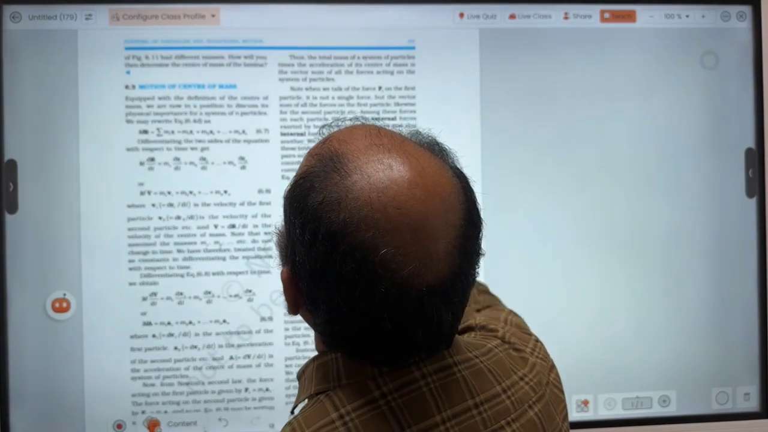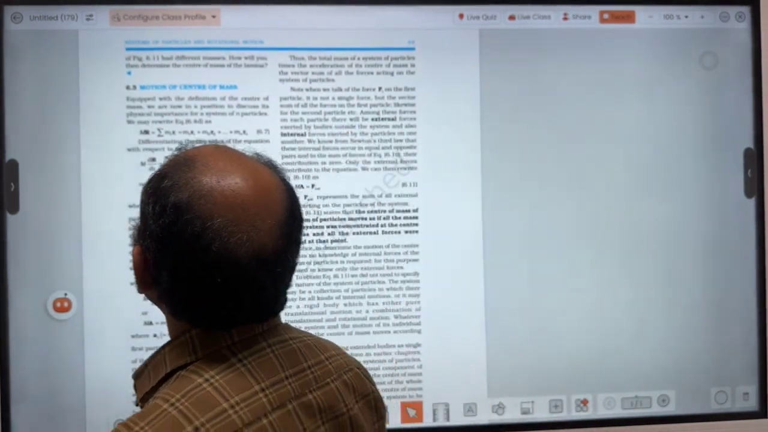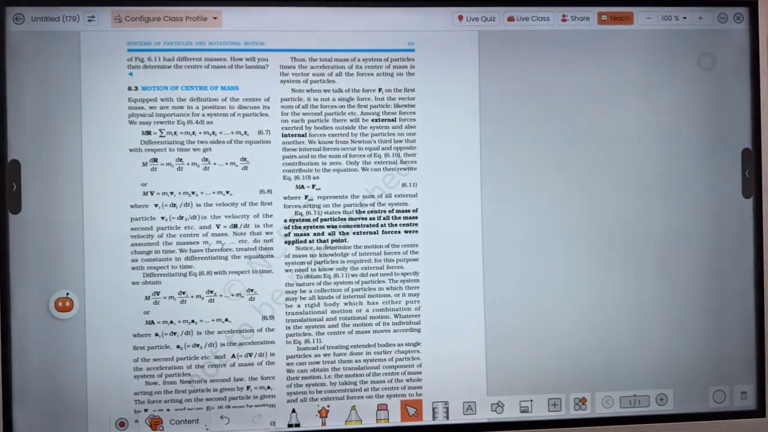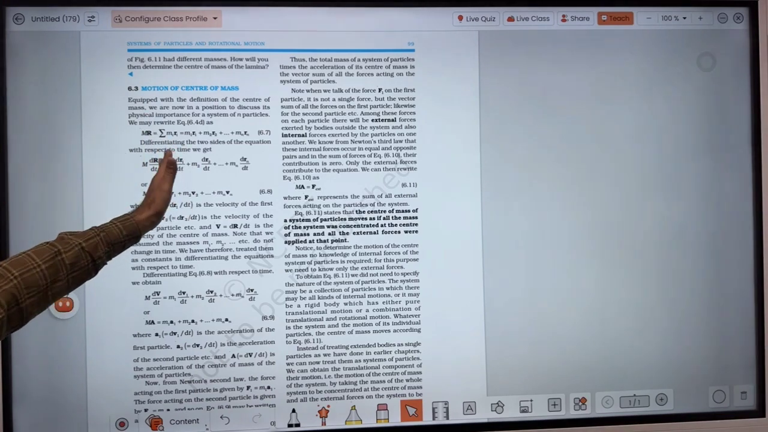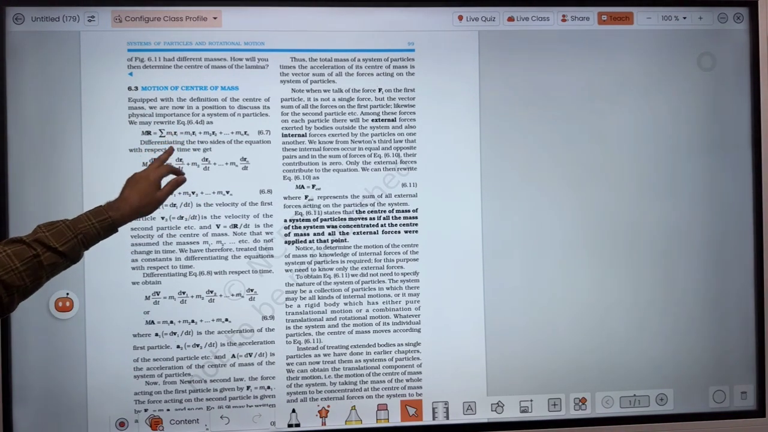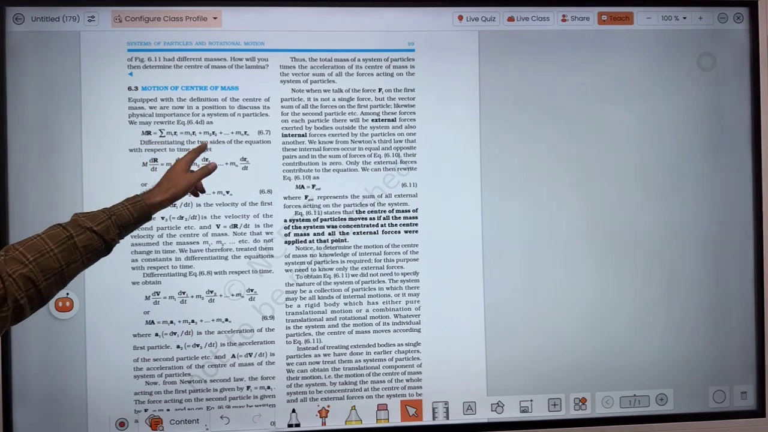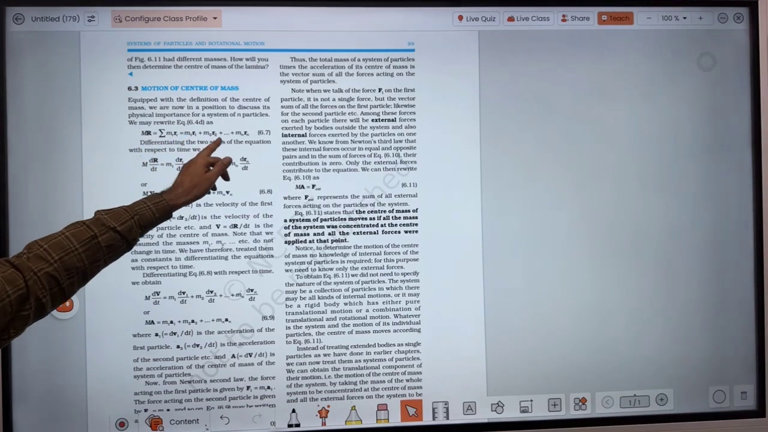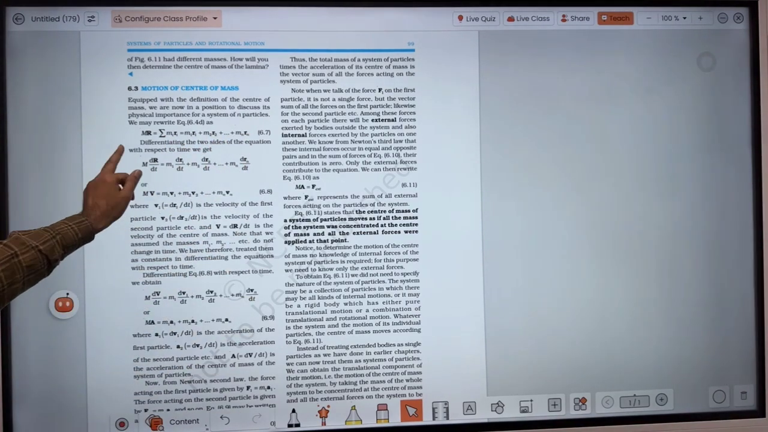Now, if we consider the motion of center of mass, for that we write the total mass and position of center of mass, that is capital M times R, and then we split it for each particle. So we write sigma miri, which is equal to m1 r1 plus m2 r2, and here r1, r2 are the position vectors of those particles.